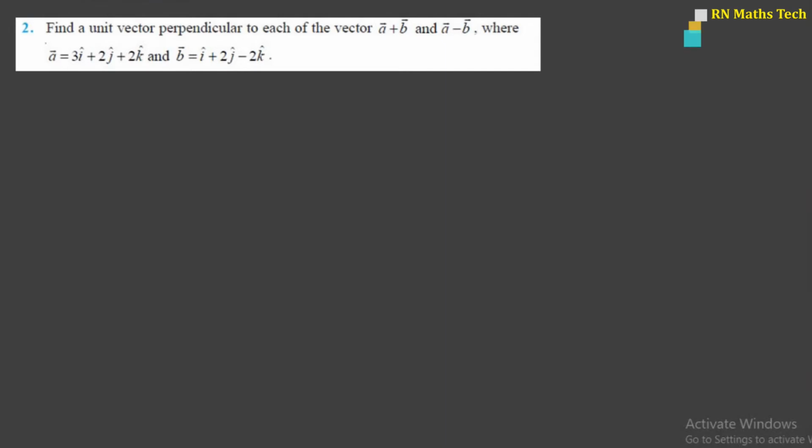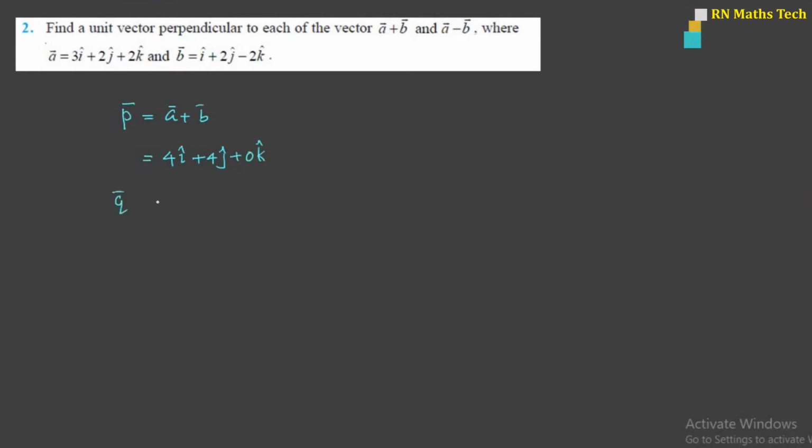Find the unit vector perpendicular to each of the vectors A plus B and A minus B. Okay. So find the unit vector perpendicular to each of the vectors A plus B. Let P bar be equal to A bar plus B bar. That's equal to the sum of A bar and B bar: 3i plus i, 4i, 2j plus 2j, 4j, minus 2k plus 2k, 0k. So that is P bar.